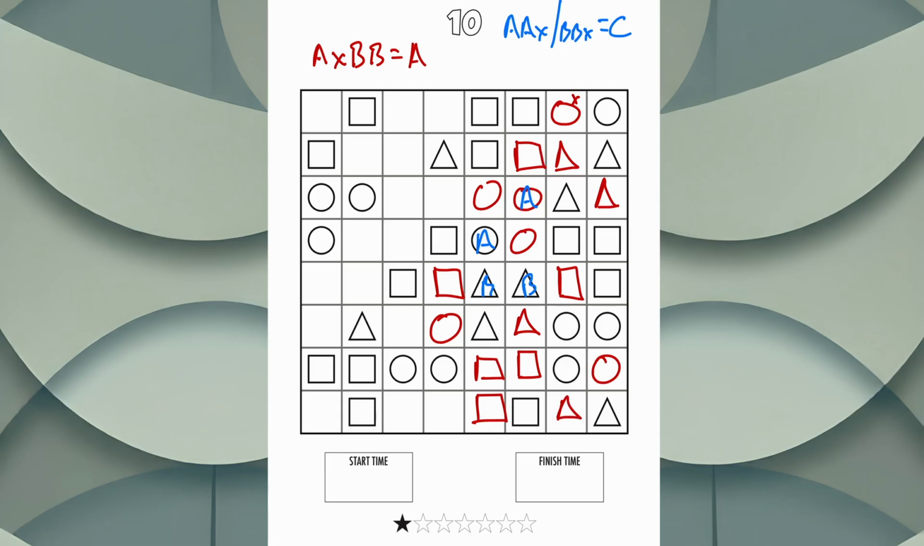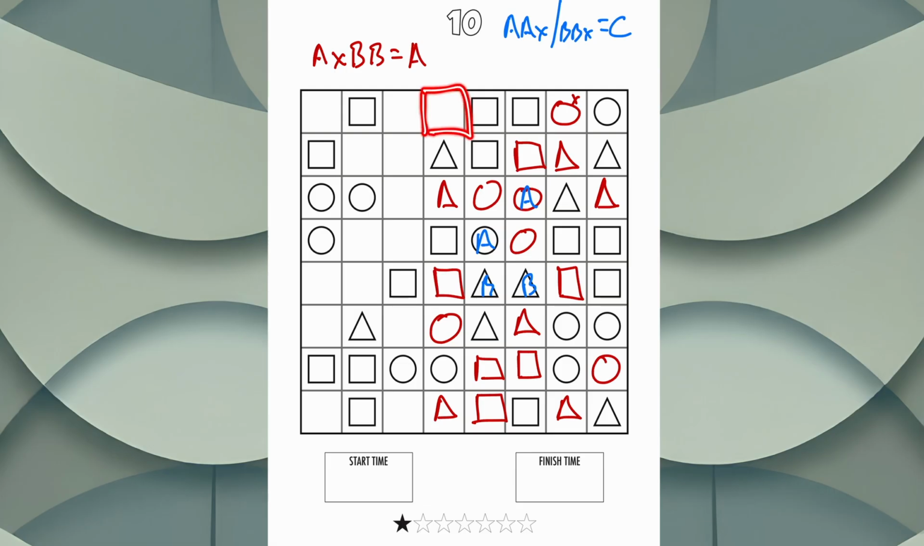Now I think we've got a few more patterns that we can use up here. To solve this cell, we've got two squares that way and two circles that way, so we know it has to be a triangle. It's our old AABB pattern again. And down here we've got two circles there and two squares there, so that has to be the triangle.